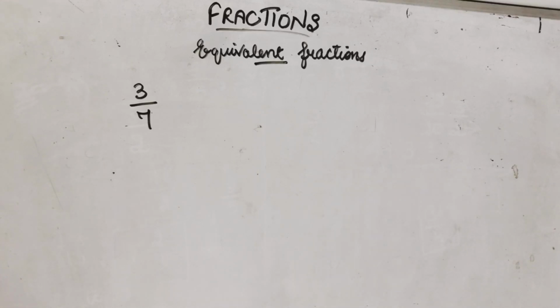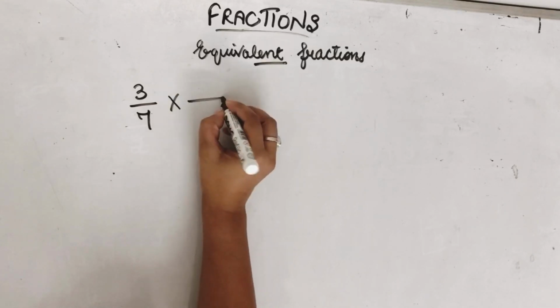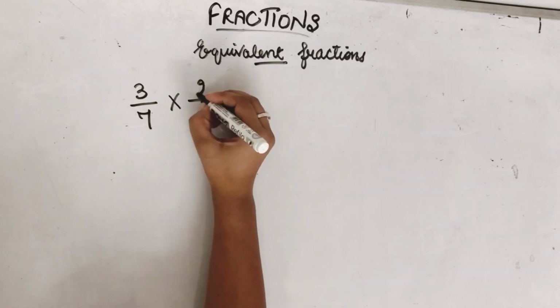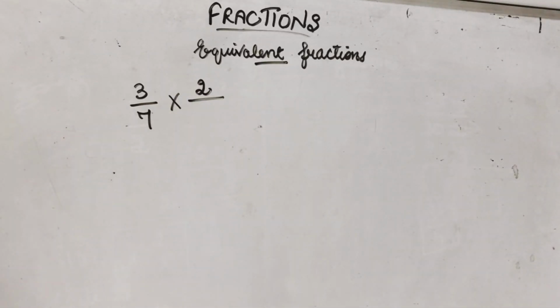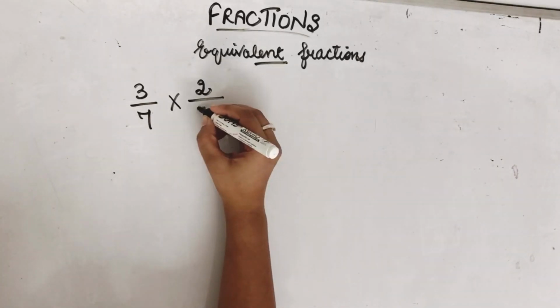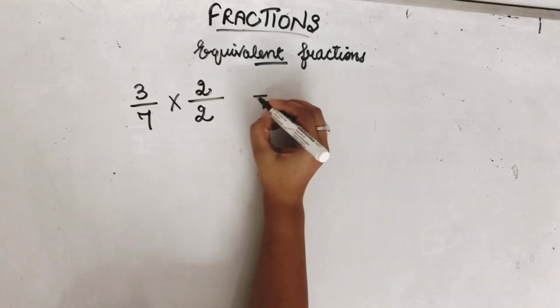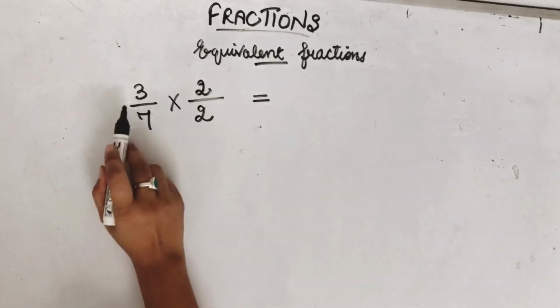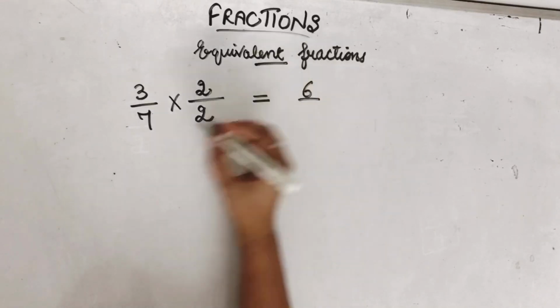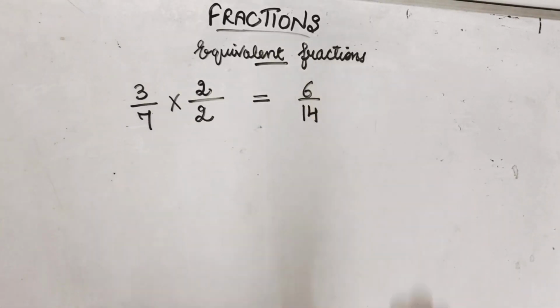Now, while multiplying a fraction, you have to keep this thing in mind, that if you are multiplying numerator by 2, you have to multiply denominator also by 2. The numerator and denominator will be multiplied by the same number to find the equivalent fractions. So 3 into 2 is 6, 7 into 2 is 14. This is the first equivalent fraction.